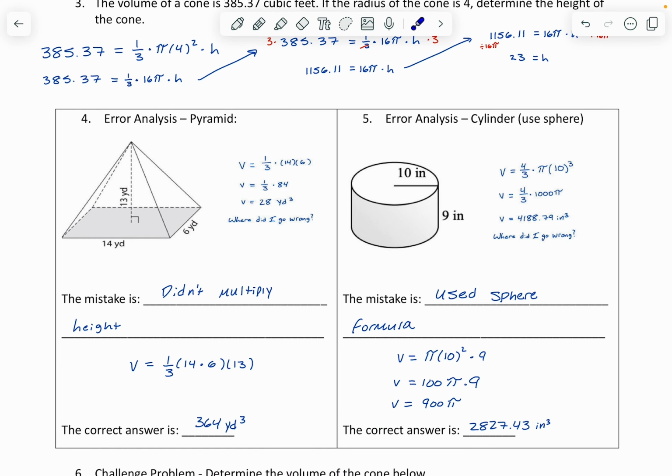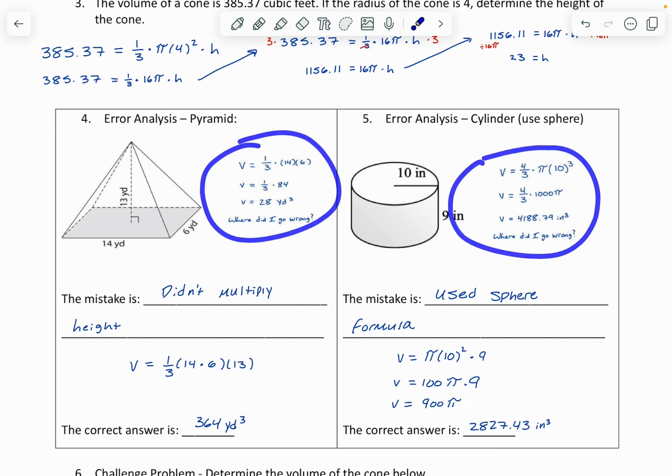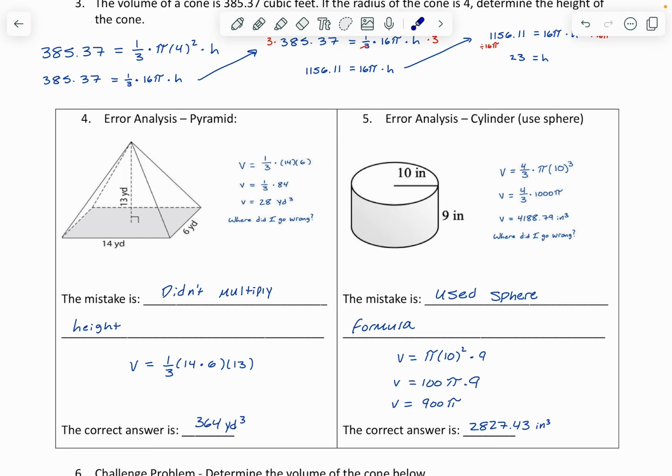Now again, we've seen these, right? We saw them in the warm-up. We saw them in the review. We've seen them on the homework. We're going to see them on the quiz that you're about to take. So again, just make sure you know what the formulas are. You have to be able to look at that and recognize, hey, that's not the right formula. We should have used a different formula there.